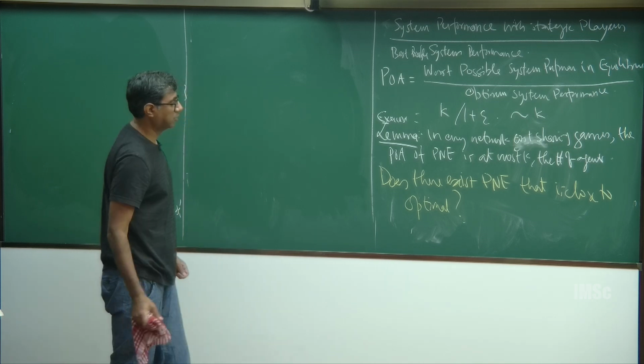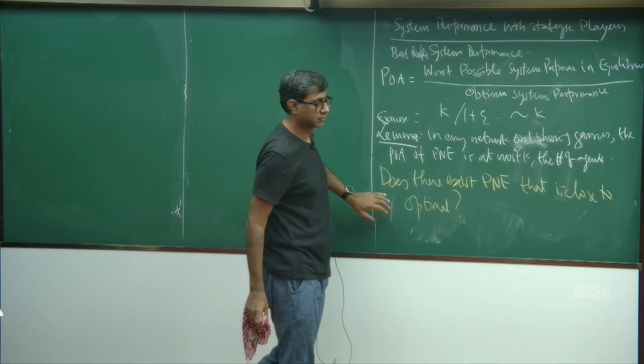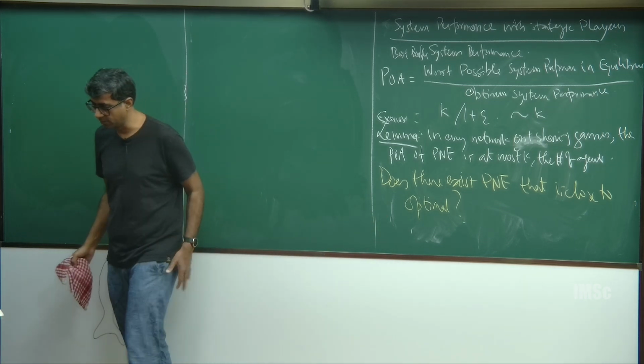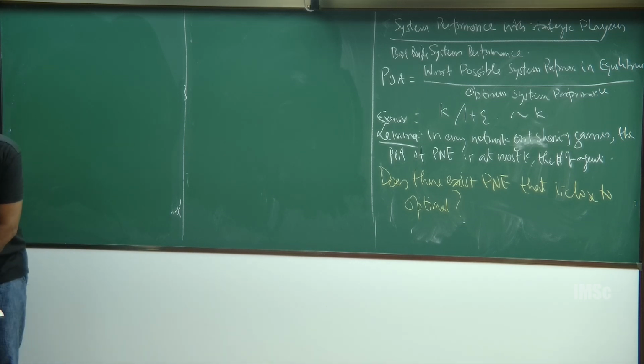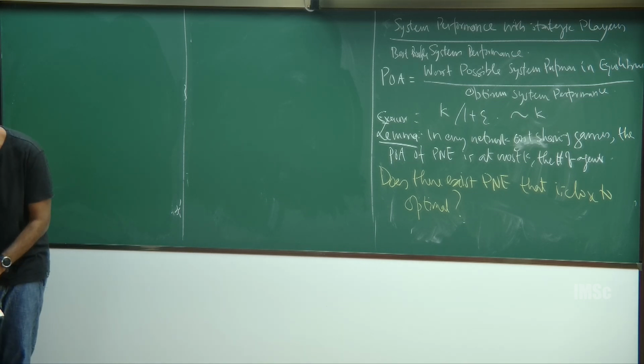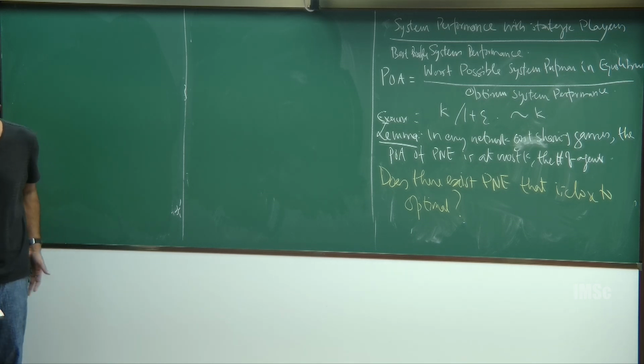So, this is a question which is going to drive our discussion. Does there exist a pure Nash equilibrium that is close to optimum? Okay, so now I am going to give you another example which is called opting out.